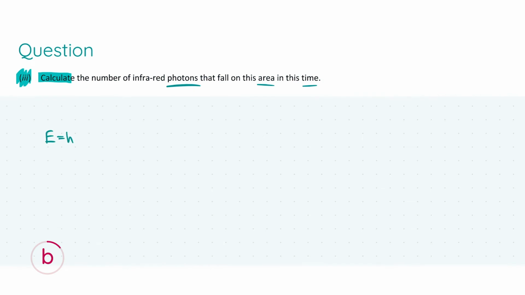So going back to our question, we're going to write down our formula. E is going to equal HF, and this is the energy of a single photon. Now, you might be wondering how we're meant to solve this, and that's because we have this letter F here, which is the frequency of the photon, and we're not actually given a frequency in this part of the question. But if you remember, at the top of the question there's a little paragraph. It actually gives us a frequency in there, which is the average frequency of the infrared radiation.